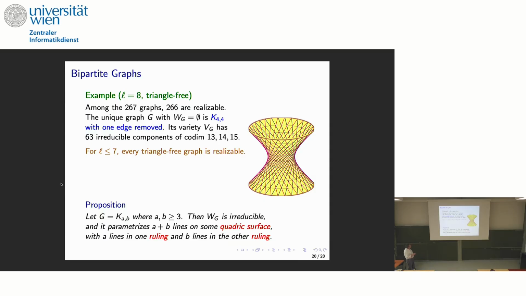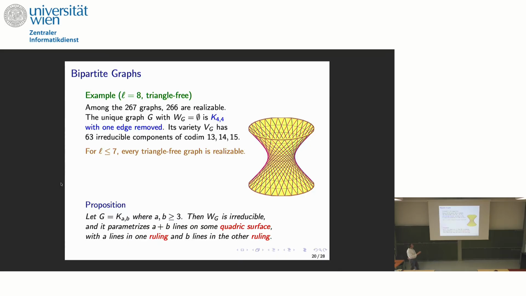So for L equals 8, there are 267 triangle-free graphs on 8 vertices up to relabeling. 266 are realizable, and here by realizable I mean that they have a strict realization. But there's one that has W empty, and that's K44, the complete bipartite graph on 4 plus 4 vertices. This variety you cannot do in Macaulay2. You have to do it numerically. There are 63 irreducible components, with various codimensions ranging from 13 to 15.